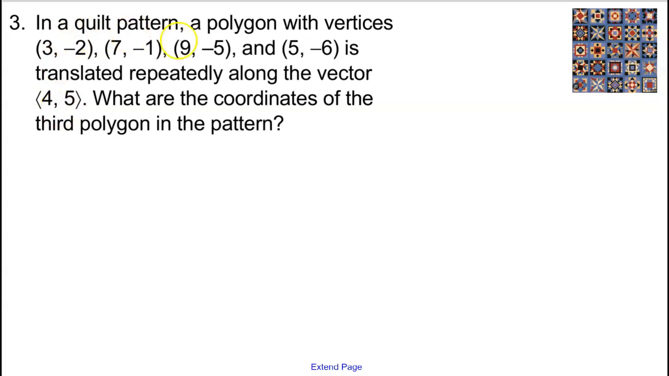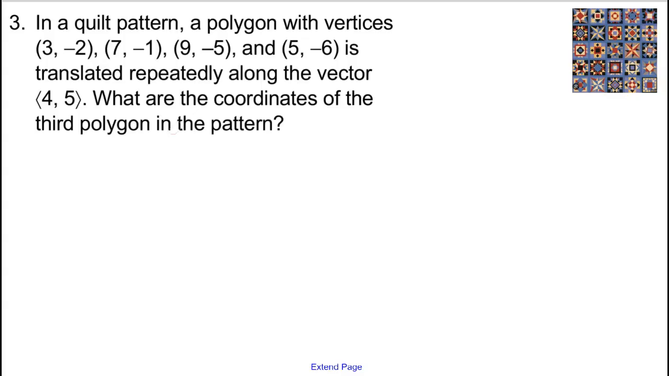Okay, in a quilt pattern, a polygon has vertices of (3, -2), (7, -1), (9, -5), and (5, -6). It is translated repeatedly over the vector <4, 5>. So they translate it 4, 5, then they translate it again 4, 5, then they translate it again.